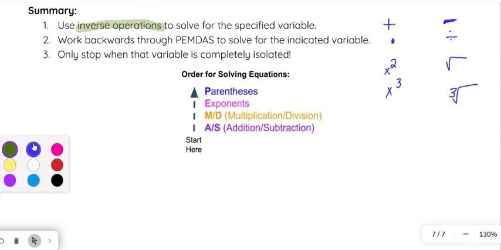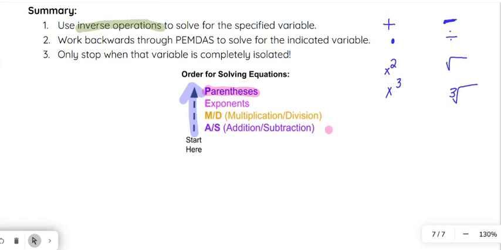And then we also want to talk real quick about the fact that we start at the bottom of our order of operations and work our way up. So start with eliminating addition and subtraction outside of the term with the variable you're solving for, then go to multiplication and division, then exponents, then parentheses. And remember, when we are working within parentheses, we actually restart and go back up from addition and subtraction to multiplication and division to exponents, and then if there are parentheses within the parentheses, you would go to that step as well. And then finally, remember to only stop when that variable is completely isolated.